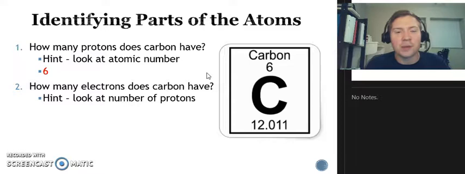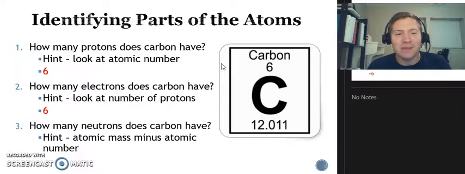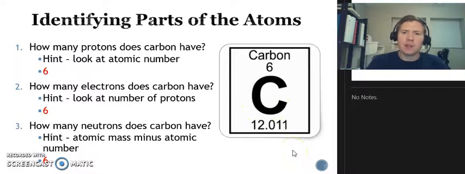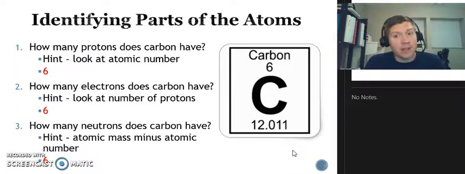Again, you should have come up with the number 6 because protons and electrons are the same in a neutral atom. And last, how many neutrons does carbon have? Again, one more time, you should have come up with 6. Now you may be wondering, why do I have 12.011 here? How could you have 0.011 of a proton or a neutron? And the answer is that you can't have a fraction of a proton or neutron.